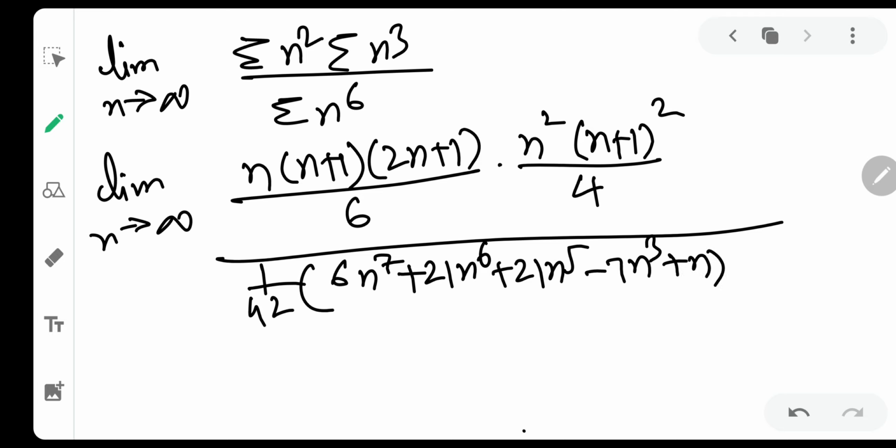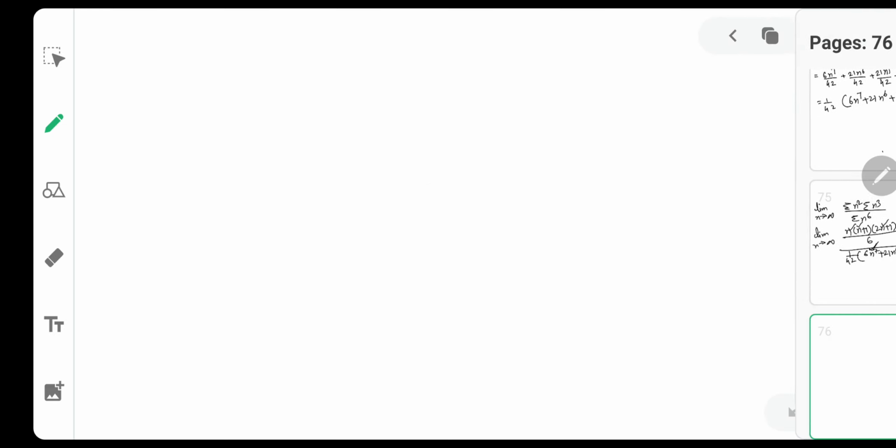Now check the degree of the numerator. 1, 2, 3, 2, 5, 2, 7. 7 is the degree of the numerator. What is the degree of the denominator? 7 only. Because in the numerator there was multiplication, hence I added all the degrees, and in the denominator there is addition, so the maximum degree will be the degree of the denominator. So we will divide numerator and denominator both by n raised to 7.